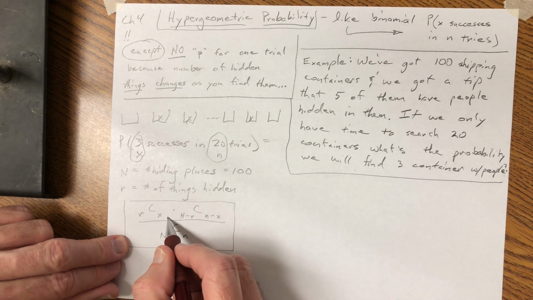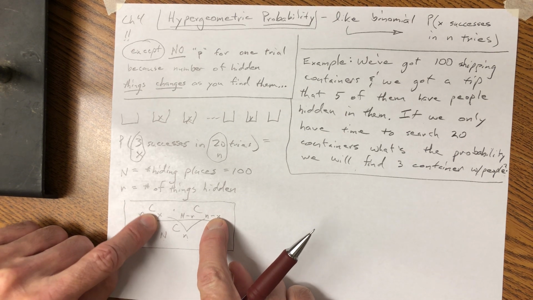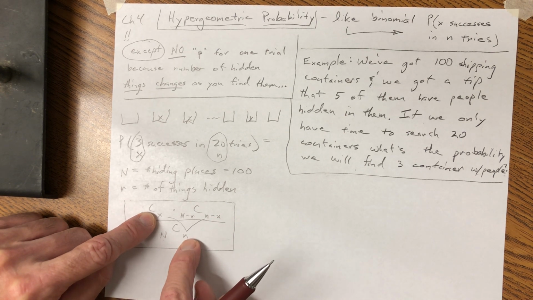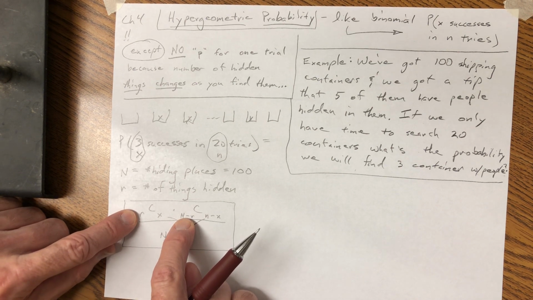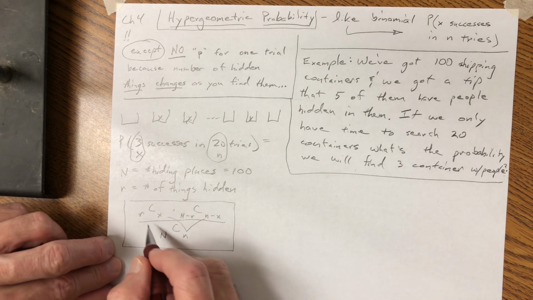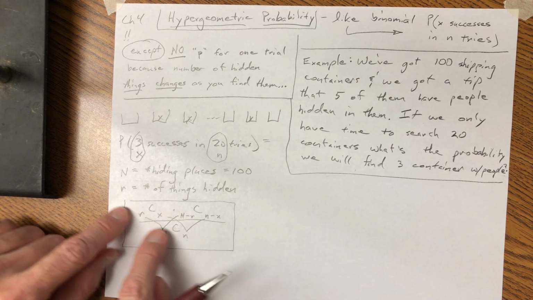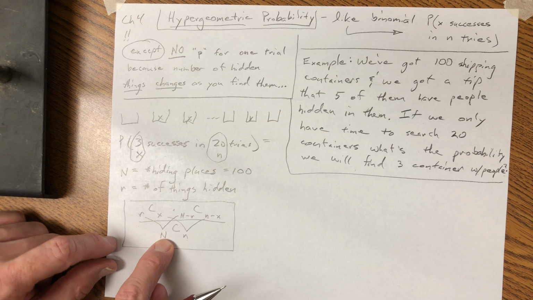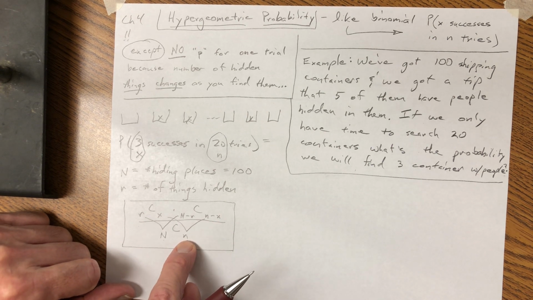These two numbers have to add up. So the second number on top and the second number on top here have to add to little n. The first number on top here and the first number on top here have to add to capital N. So I always check that to make sure the first two numbers add up to the first number on the bottom. The second two numbers on top add up to the second number on the bottom.